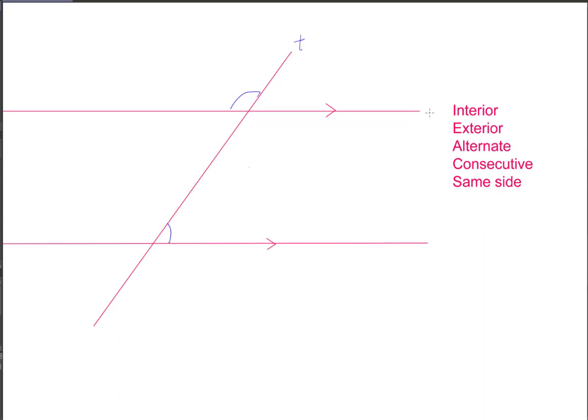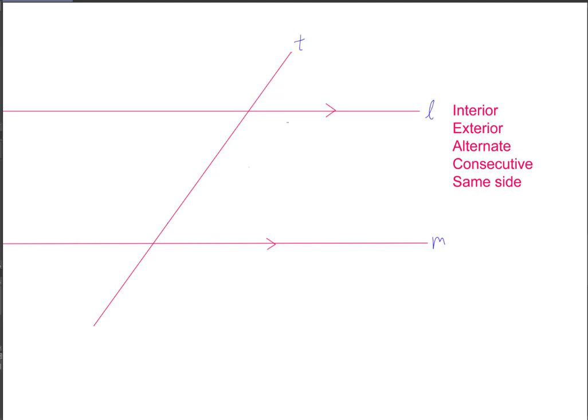This is my transversal. I'm going to call this one L, and we'll call this one M. All right, so if they're on opposite sides of the transversal, then that's called alternate, okay? So that would be alternate. All right, let's go on to the next one.